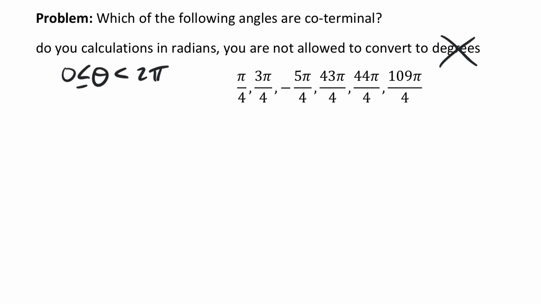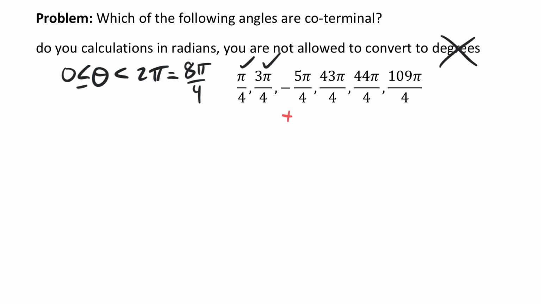Now, 2 pi is weird compared to pi over 4. So what I'm actually going to do is write this as 8 pi over 4, because everything's over 4. So let's think in terms of over 4. The biggest number we would want is 8 pi over 4. So these are both good. But clearly the negative is not good to go. And the 43, I mean, that's way too big. So let's go ahead and start working on these guys.